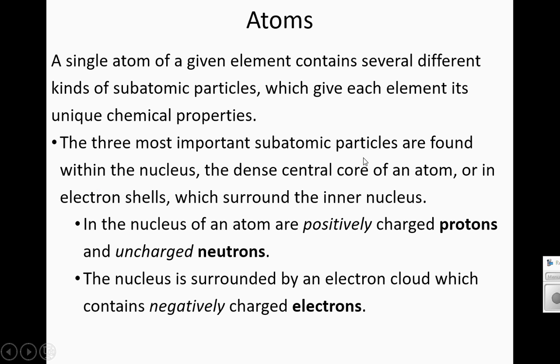Surrounding the nucleus in an atom are these electron shells. Sometimes you'll see them labeled as layers or rings. This is where you find electrons. Electrons which are negatively charged. So we've got positive stuff, we've got negative stuff, and we've got neutral stuff. Those are the three major subatomic particles in an atom.